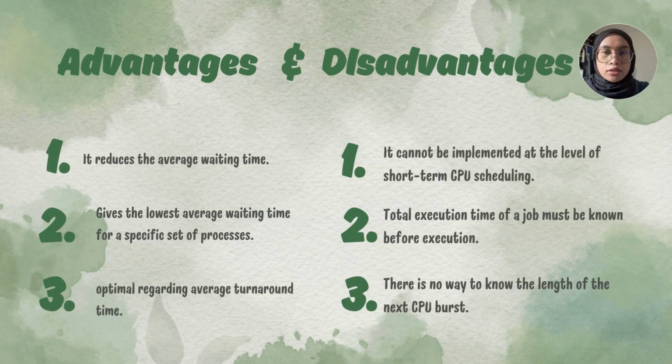Advantages and disadvantages of SJF. First is the advantage: it reduces the average waiting time. Second, it gives the lowest average waiting time for a specific set of processes. Third, it is optimal regarding average turnaround time. For disadvantages, first, it cannot be implemented at the level of short-term CPU scheduling. Next, the total execution time of a job must be known before execution. And lastly, there is no way to know the length of the next CPU burst.